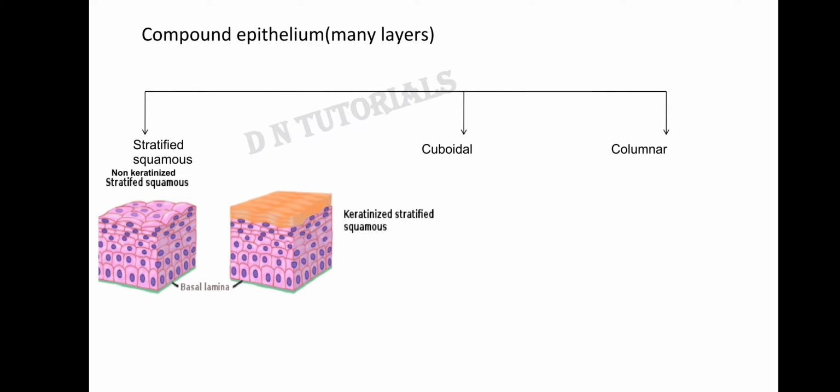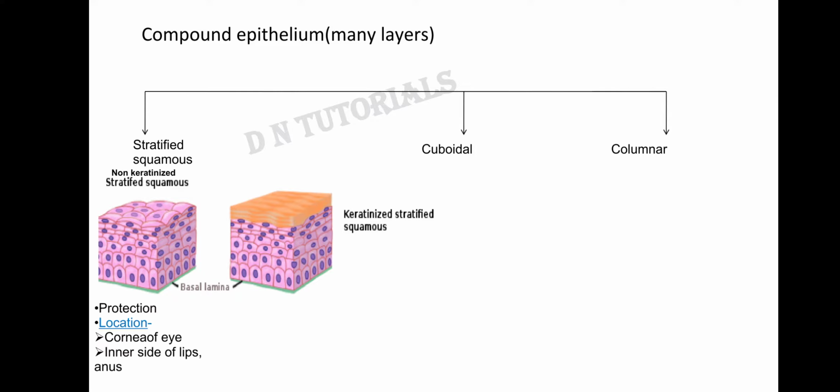Stratified squamous epithelium is of two types: non-keratinized and keratinized. Keratin is a protein that makes your skin waterproof. Okay, so if the layer has a thick layer of keratin, such an epithelium is called keratinized stratified squamous epithelium. And if there is no keratin, such a layer is called non-keratinized stratified squamous epithelium. Right? Now first we will study the non-keratinized stratified squamous and where they are present.